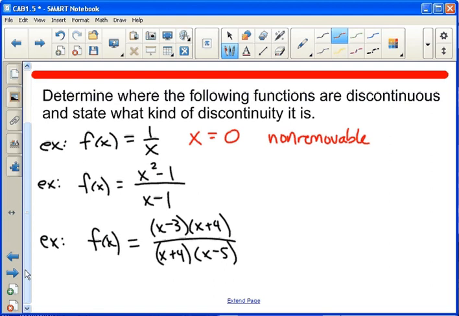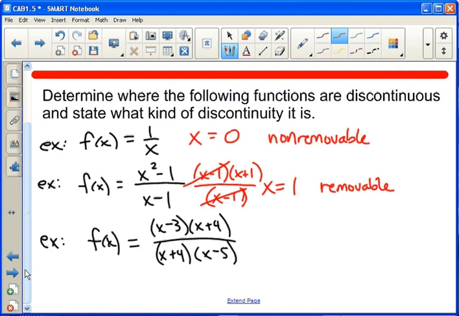Okay, next example, we know there's going to be a problem at x = 1. That's going to be some kind of discontinuity. The question is, what kind? Well, if you look, you can factor the top into (x + 1)(x - 1), which then allows you to cancel out the bottom. So this is a removable discontinuity, which means it would be a hole. So that's what I mean by cancel it out. If you can cancel out the term that causes the problem, then it is a removable discontinuity.